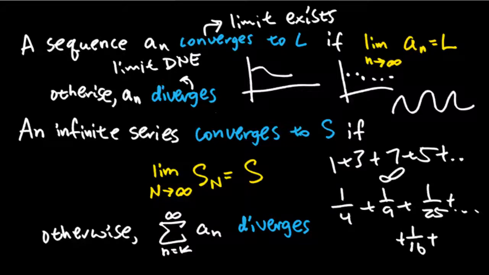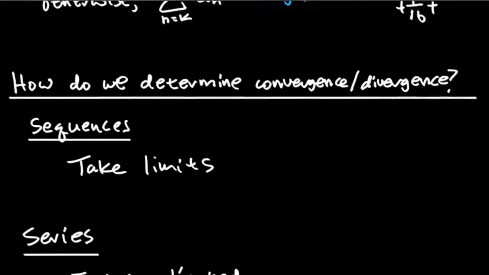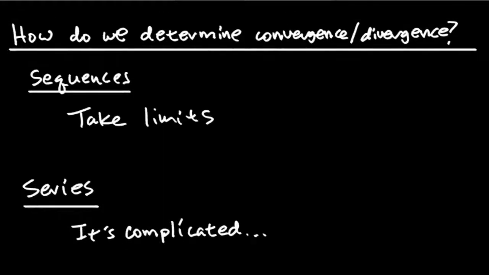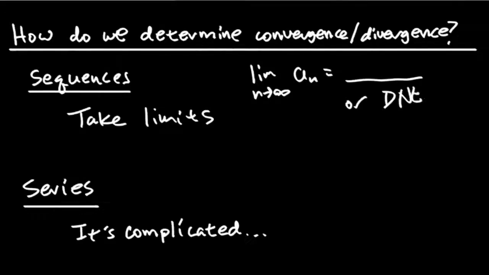So how do we determine these things? For sequences, all you really need to do is take the limit. That's literally it, because all you're looking for, similar to horizontal asymptotes, is whether the limit as n approaches infinity of a sub n equals something or doesn't exist. Series get really complicated because you're adding things infinitely, so I'll talk about that in this series of videos. No pun intended.